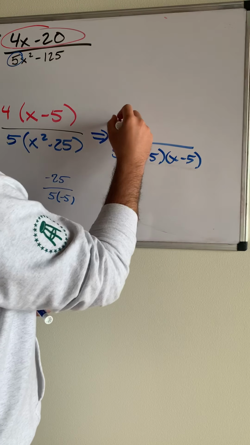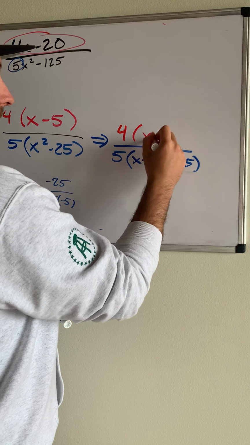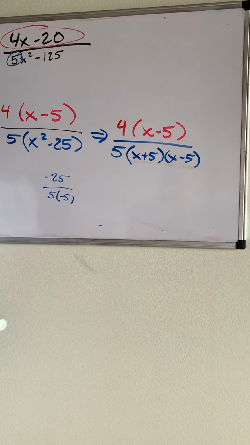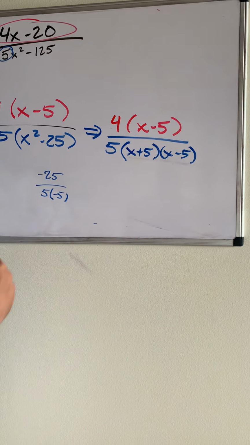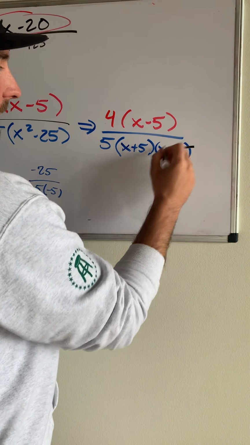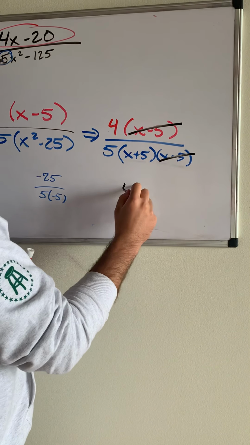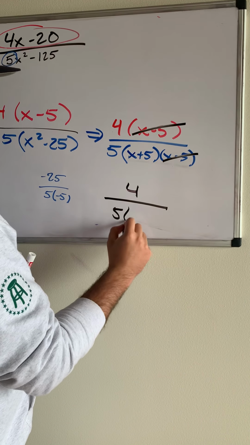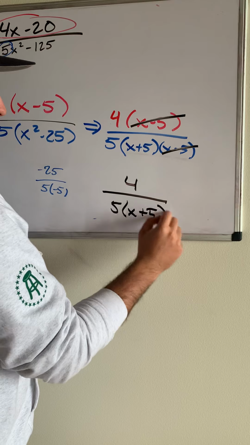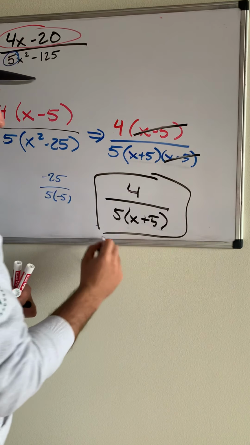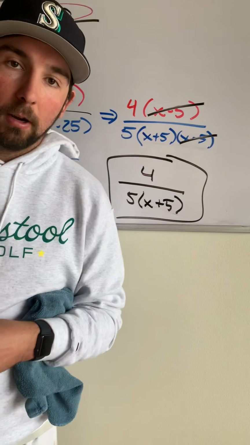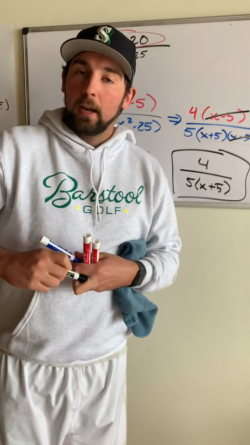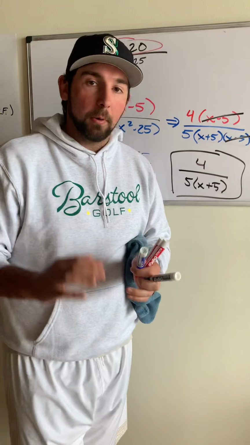So here on top, I have the 4, and I have the x minus 5. All right, so you might notice, what do we have that cancels? I got the two x minus 5s that cancel. My final answer, 4 over 5 times x plus 5. And you might say, do you want me to distribute this 5? No, please don't. It makes more work for you. It looks uglier. I like things simple, concise.